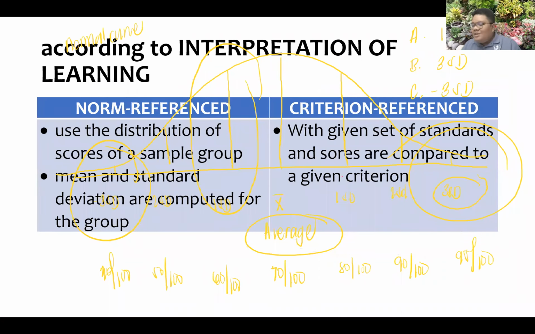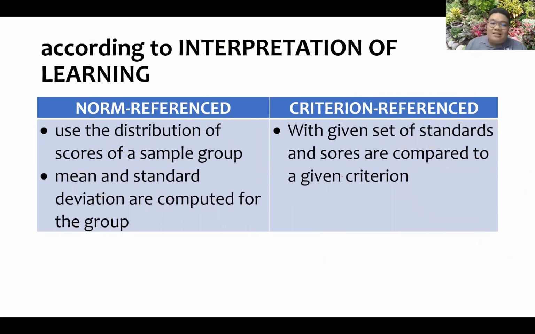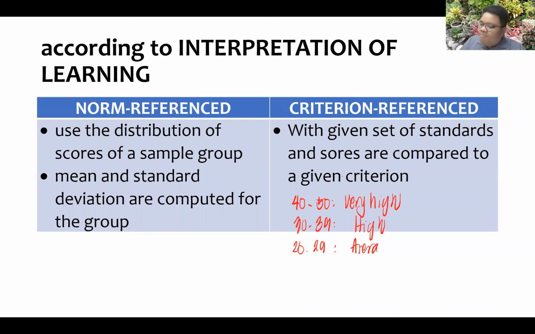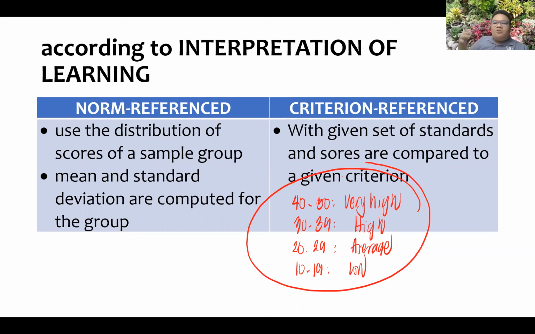Pag sinabi naman natin criterion reference, class, it's already with a given set of standards, tapos may scores na siya. Halimbawa, wala akong pake kung ano yung average performance. Basta pag sinabi kong 40 to 50, it's considered very high. 30 to 39, high. 20 to 29, average. 10 to 19, low. Pag ganito yung criteria na naset mo, it's considered a criterion reference type of assessment.